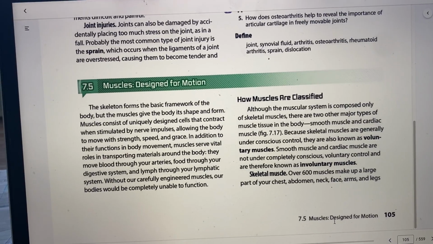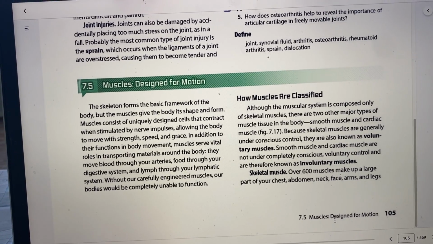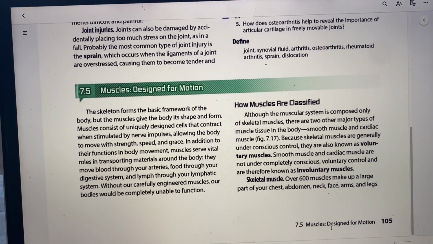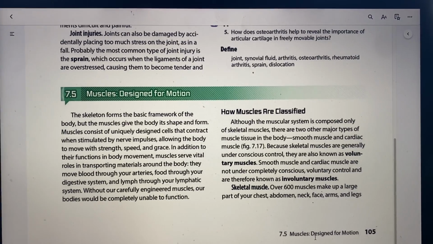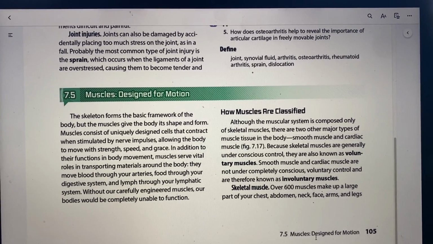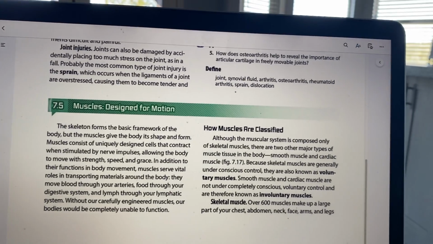So they also transport things like blood in the arteries, transporting oxygen and red blood cells. And of course in the digestive tract too. Muscles work in your digestive tract to pull your food through your digestive tract. And also the lymph system is propelled by muscles too.